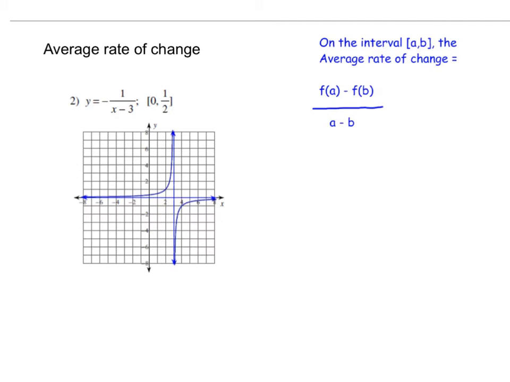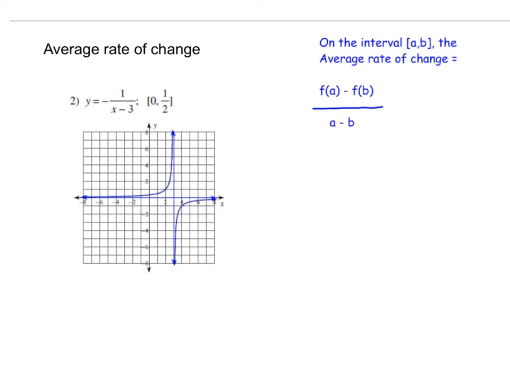Now another type of problem that we've done is finding the average rate of change. And so you see that we have this rational function here, negative 1 over x minus 3, from the interval from 0 to 1/2. It's a rational function. It's got a vertical asymptote here and a horizontal one here, right? So we're trying to find the average rate of change from 0 to 1/2. So 0 to 1/2 is just this little spot right here. We're trying to find its average rate of change.